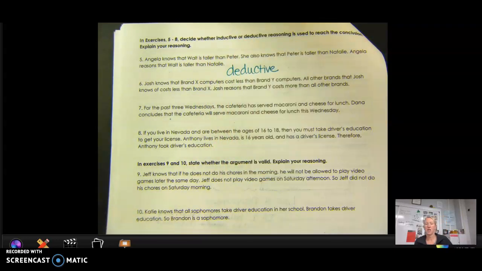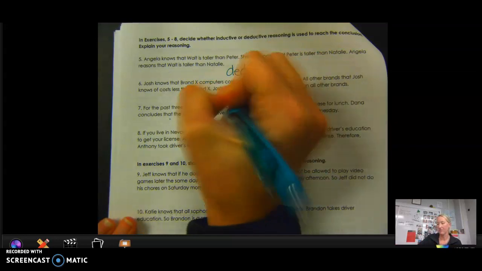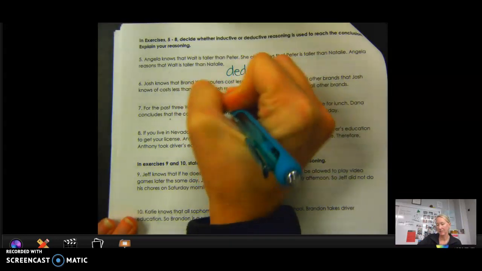Josh knows that brand X computers cost less than brand Y. All other brands that Josh knows of cost less than brand X. Josh reasons that brand Y costs more than all other brands. So it's not a pattern, it's something happening every single time. That's information and facts, so that would be deductive.